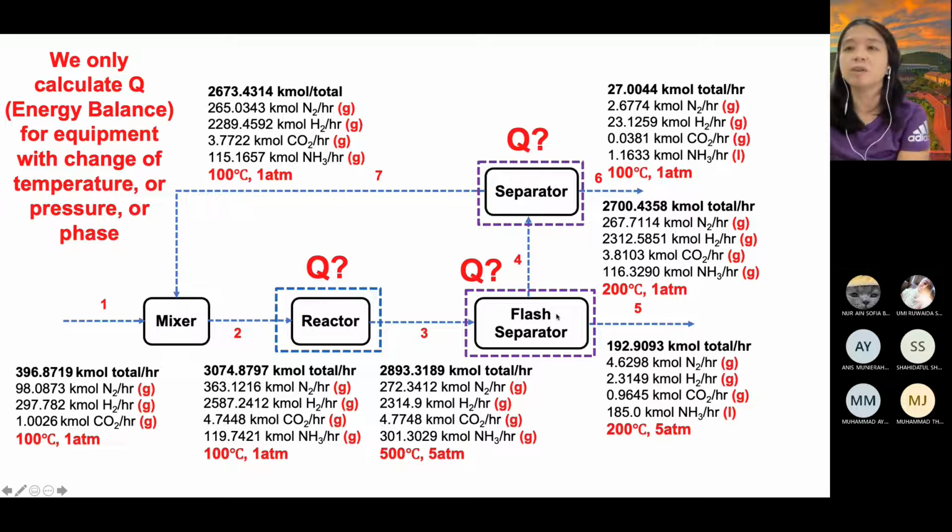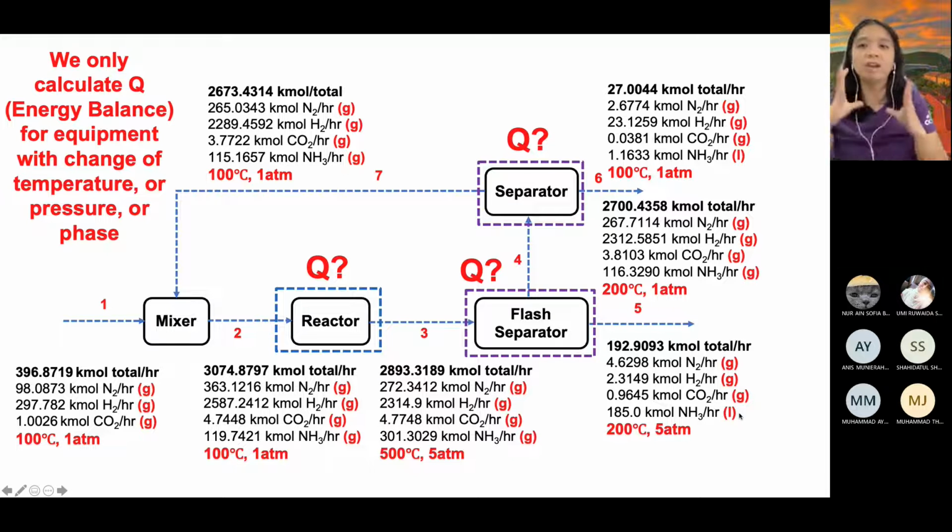So one equipment, reactor. So next one, flash separator. So you can see the flash separator, the inlet is 500 Celsius, 5 atm, all gas. You can see outlet stream dia, outlet stream number 4 dah berubah suhu 200 Celsius, 1 atm, perubahan tekanan juga, as well as no change of phase. Tapi ada perubahan tekanan dan perubahan suhu. So definitely dia kena buat. Okay, sama juga kamu tengok kat stream 5 pun kamu tengok ada perubahan phase. You can see one of the compound now is a liquid.